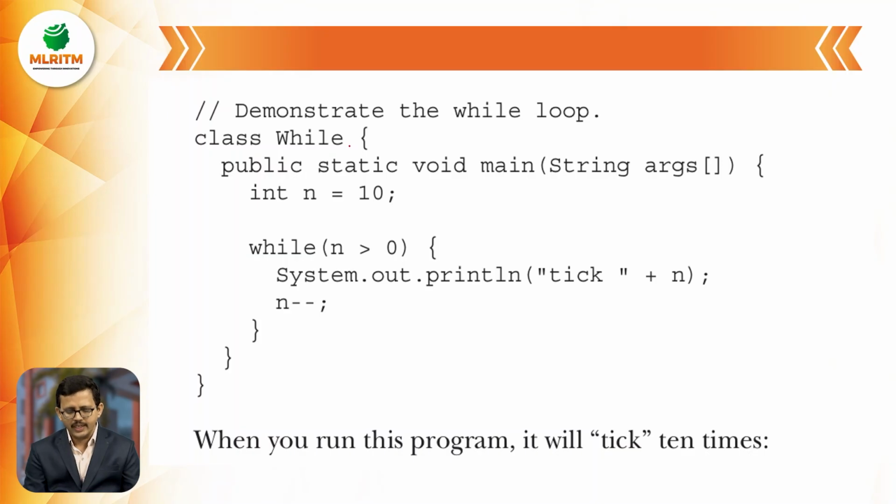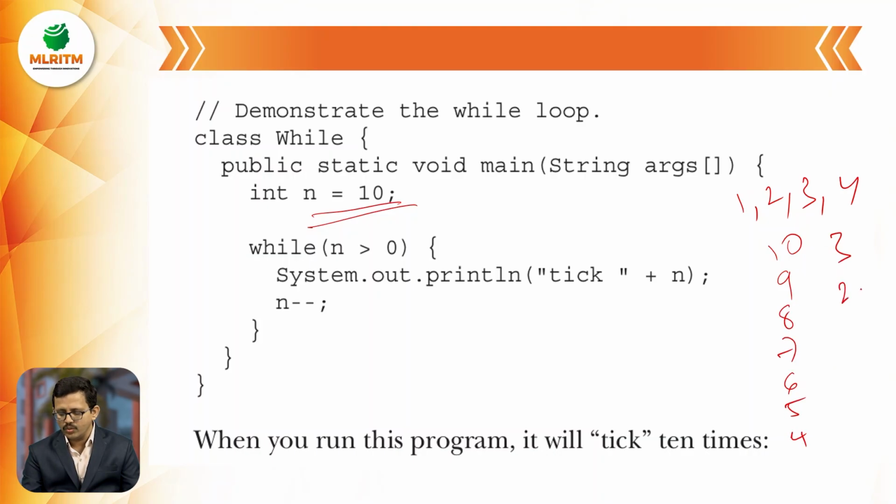So class while we are taking here public static void main int n is equal to 10. So we have taken value of n is equal to 10. Then while n greater than 0. Okay, so we are taking every value that is greater than 0, 1, 2, 3, 4, up to where we are taking n minus minus. Okay, n value is 10, so it starts from 10, then 9, 8, 7, 6, 5, 4, 3, 2, 1. Okay, after that when it is decremented, it goes to 0.